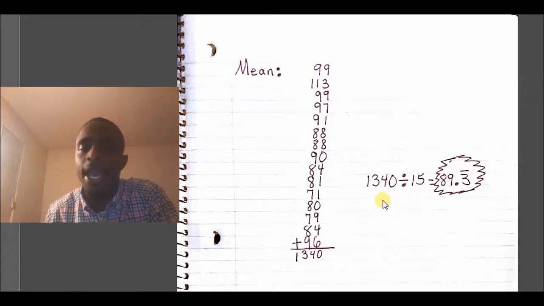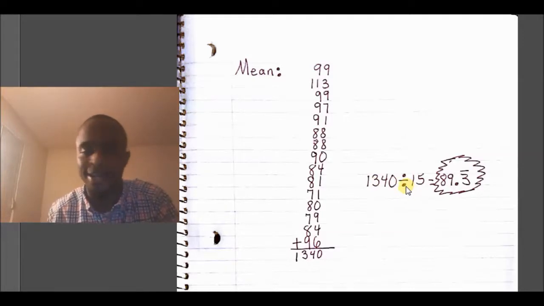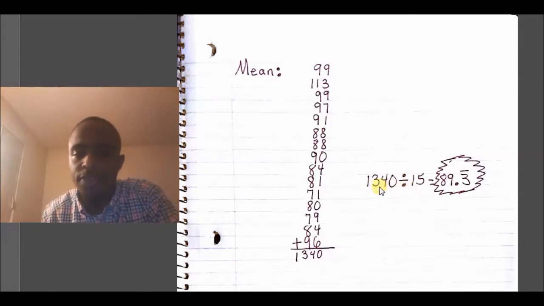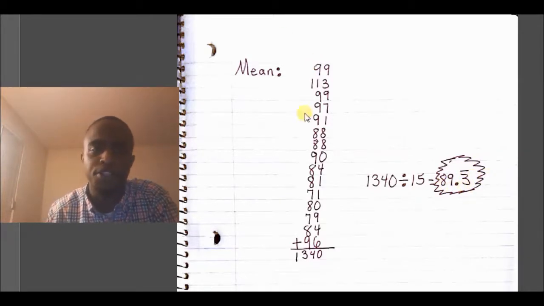All right. And since there were 15 temperatures, we need to divide. Remember, add and divide, add and divide. So 1,340 divided by 15, we get 89 and 3/10 repeating. That 3 goes on and on. You get 333. So I just left it at 89.3. So that is our mean.